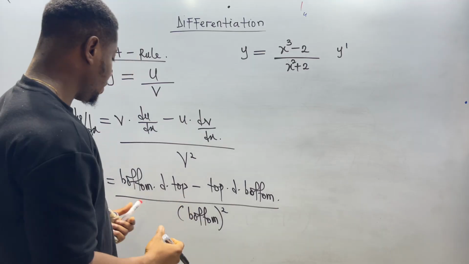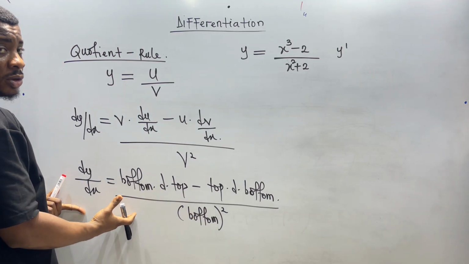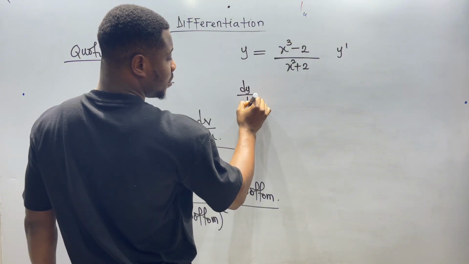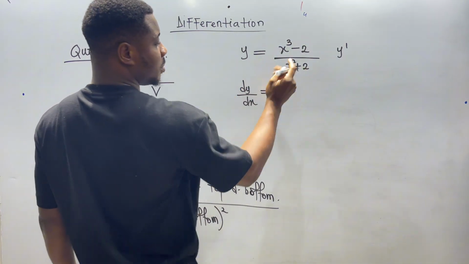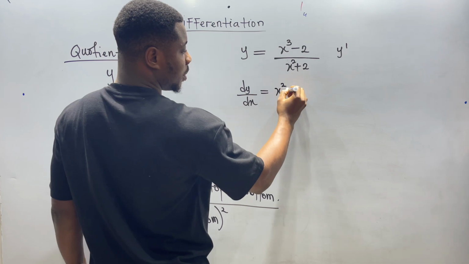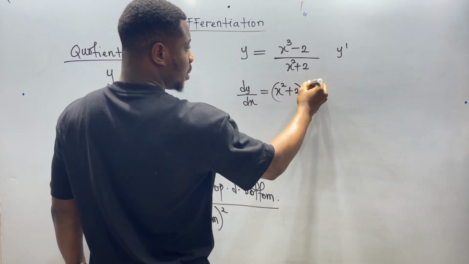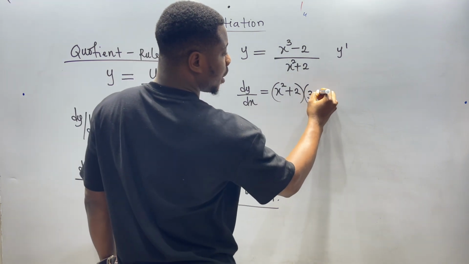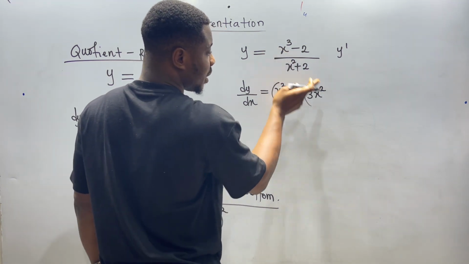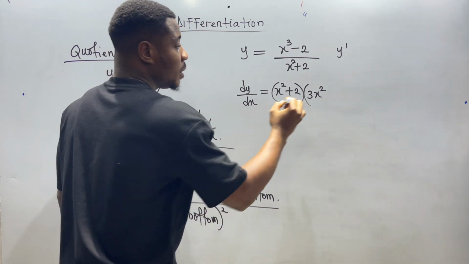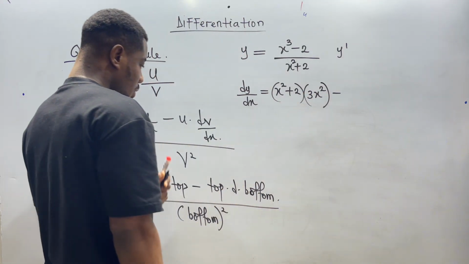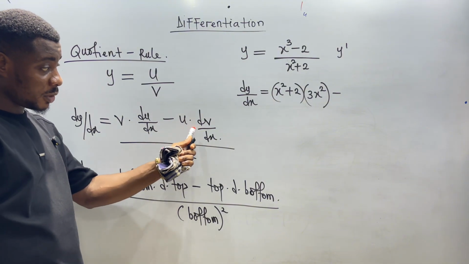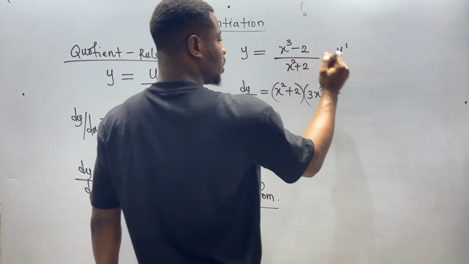Now, what do we do? Don't forget that we are still applying the quotient rule here. But this time around, what is our bottom? Bottom is this guy. So keep the bottom, differentiate the top. What do we have? If I differentiate the top, I'm going to be having 3x squared, because if I differentiate this, I'll get this. If I differentiate minus 2, I'll get 0. Then minus: keep bottom, differentiate top, minus keep top, differentiate bottom. So we are keeping the top now.